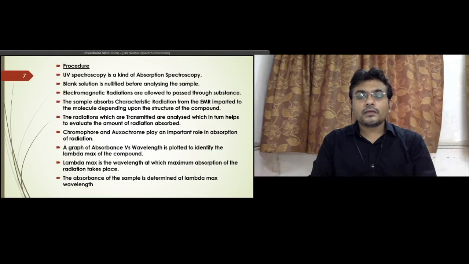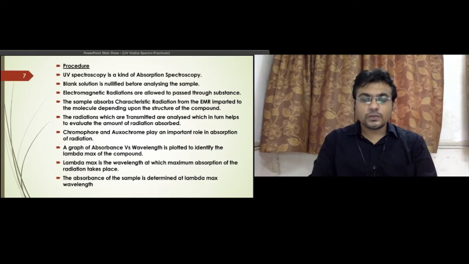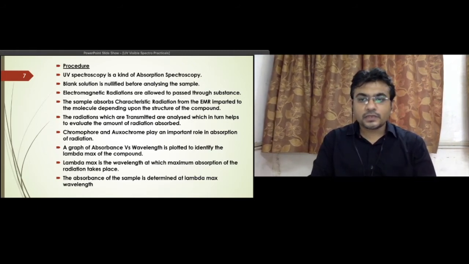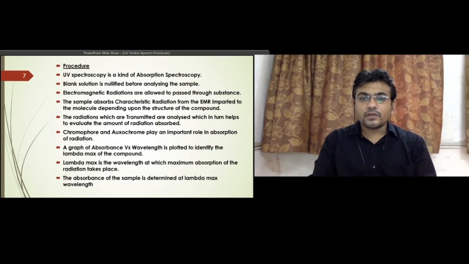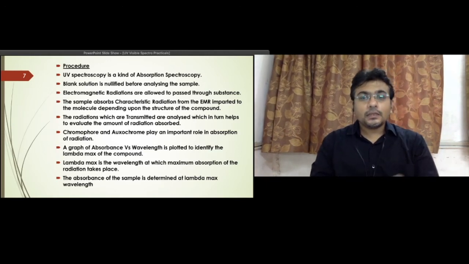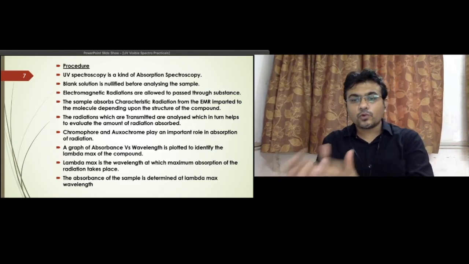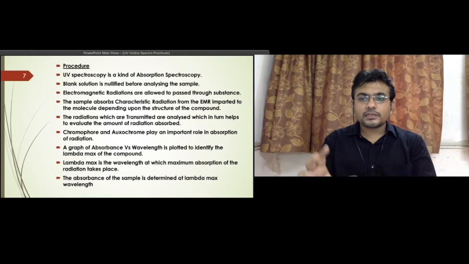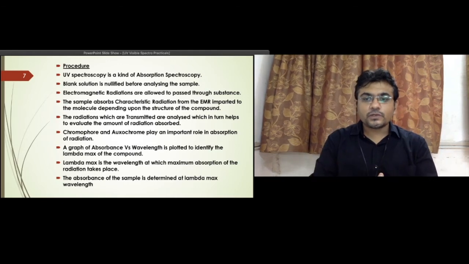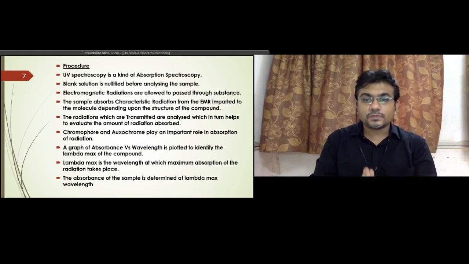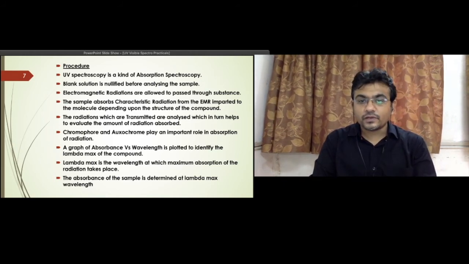Now the electromagnetic radiations are allowed to pass through the sample. As the sample contains chromophores, depending upon what kind of structure or bonds are present in that compound, characteristic radiations from the EMR will be absorbed by the sample. After absorption, the radiations are transmitted, and the transmitted radiation will move towards the detector. The detector will analyze the transmitted radiation. Depending upon the amount of transmitted radiation, by reverse calculation we will determine how much radiation has been absorbed. Chromophore and auxochrome play a very important role in the absorption of radiation.